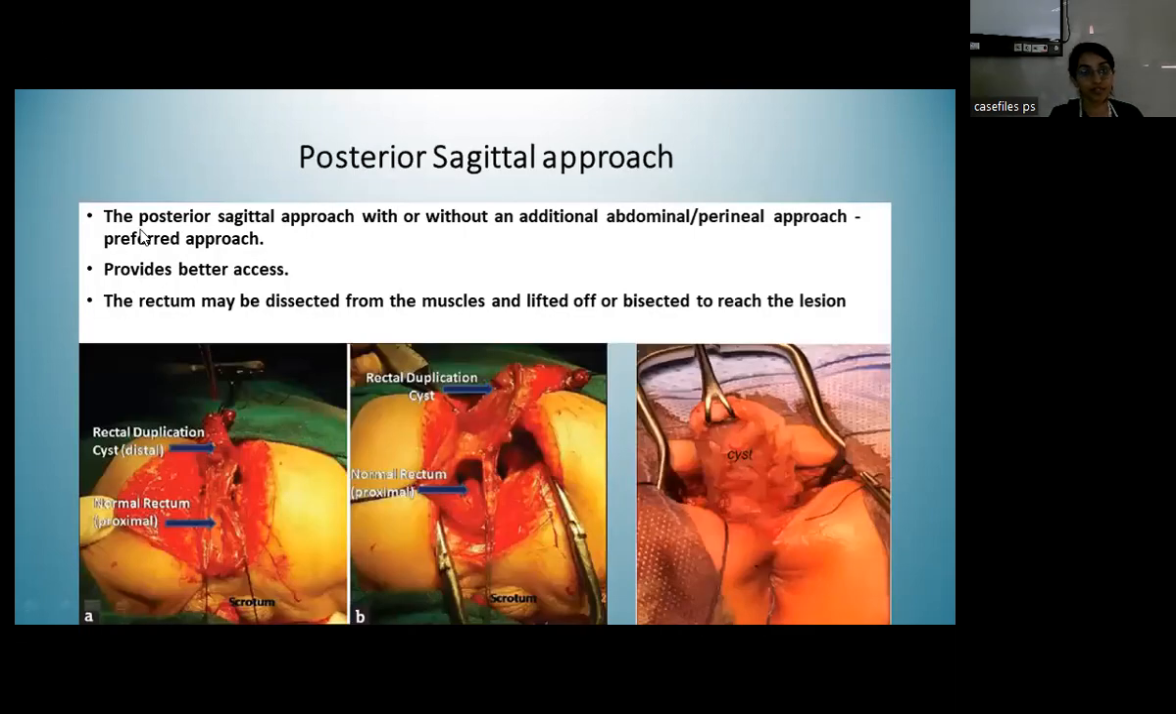Mostly used is the posterior sagittal approach these days, with or without an abdominal or perineal approach. This is the preferred approach, better for access, similar to Pena's approach for ARM. The rectum may be dissected from the muscles, and it might also be lifted off and bisected to reach the lesion. Usually these lie posterior to the rectum, so first we reach the duplication cyst, and after that the rectum. This is a picture in which the duplication cyst has been excised from the wall of the rectum.